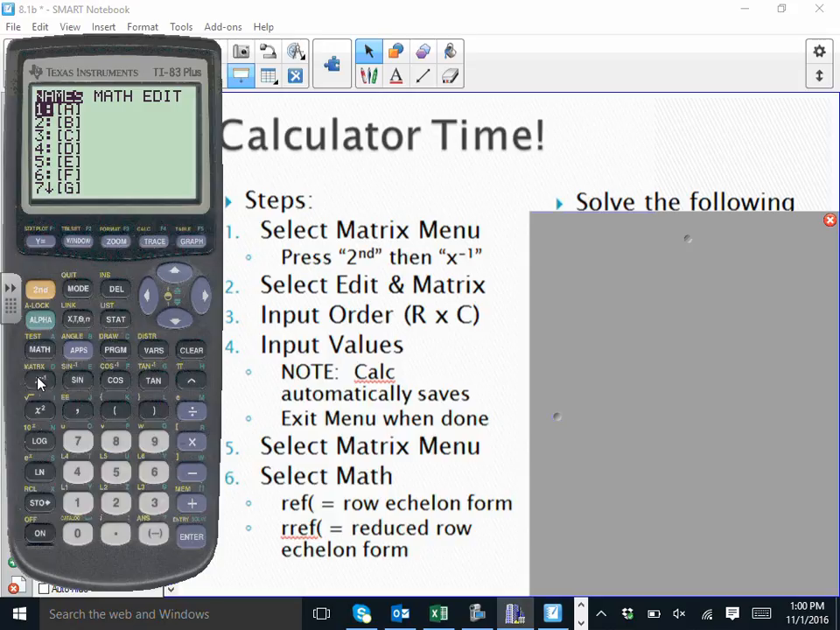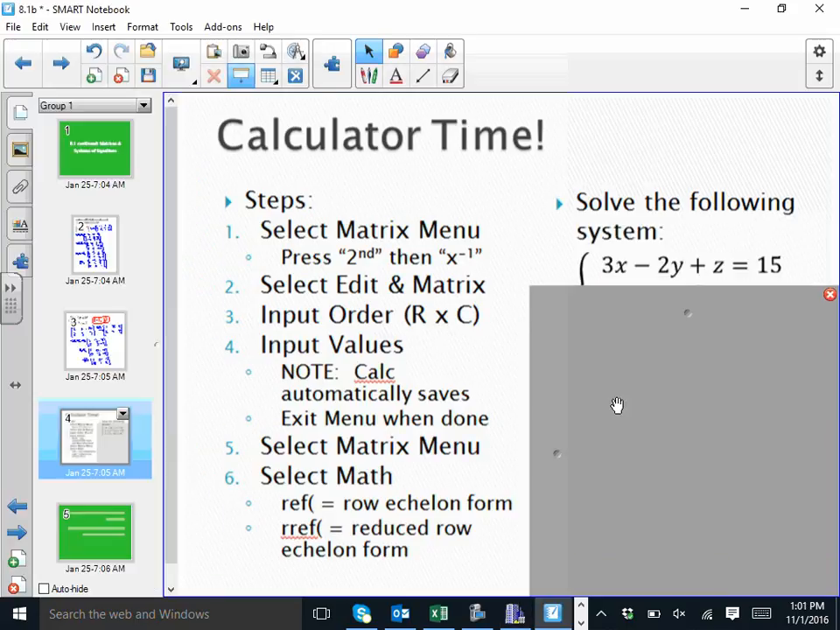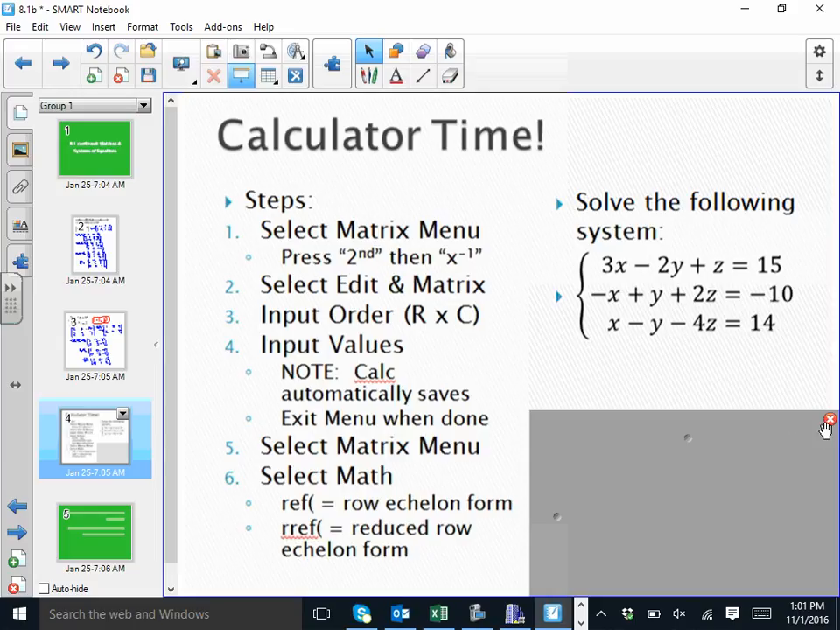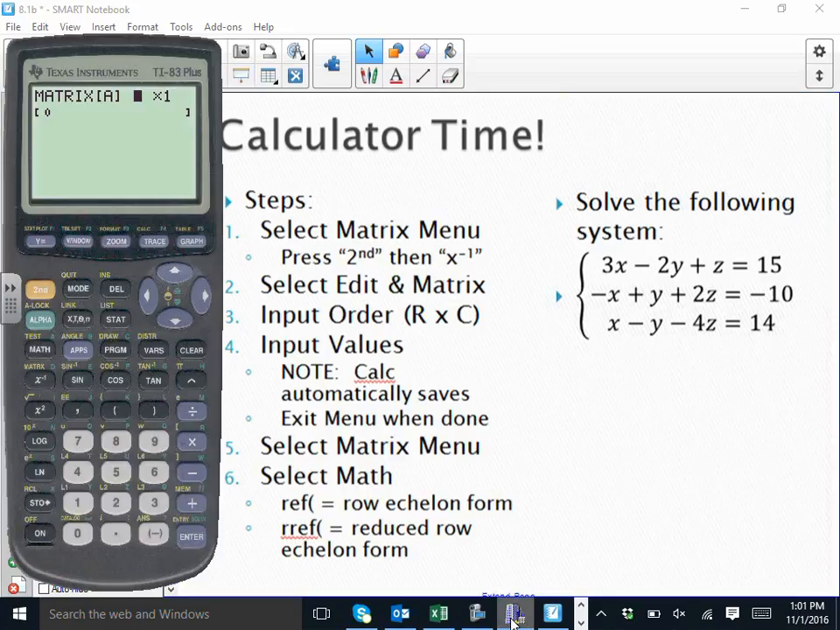I do not have any matrices stored in here. Okay. There's 3 menus. This just is the list of matrices. There's the math menu and the edit menu. If you arrow over to edit, you can select a matrix that you want to edit. So I'm going to select A. Okay. So it says input the order row by column. So what I'll have you go ahead and do is write down that system of equations for me in your notes so you know what we're solving.